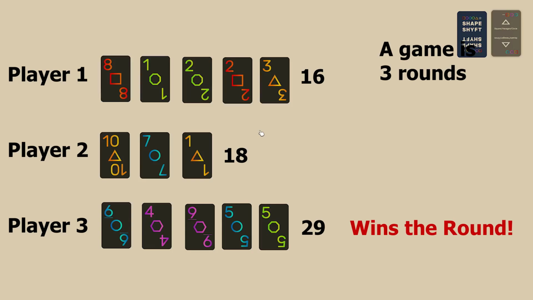At the end of a round, players add up the total number value on all shape cards they collected during the round. At the end of scoring, this point total gets added to a player's cumulative point total, and the player with the highest point total at the end of the game wins.